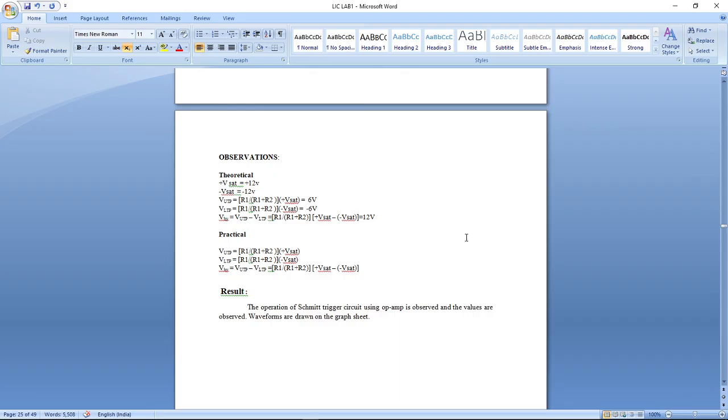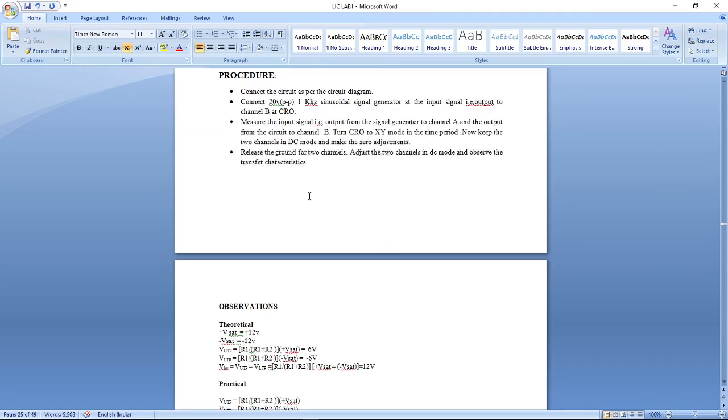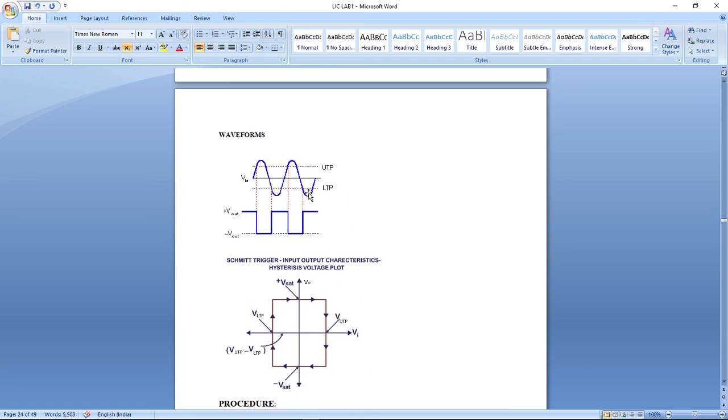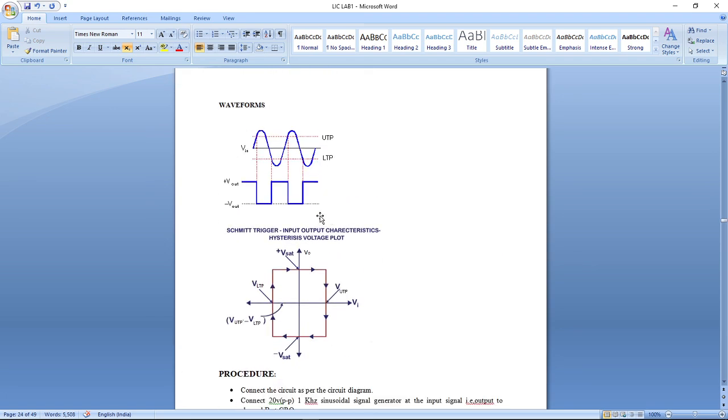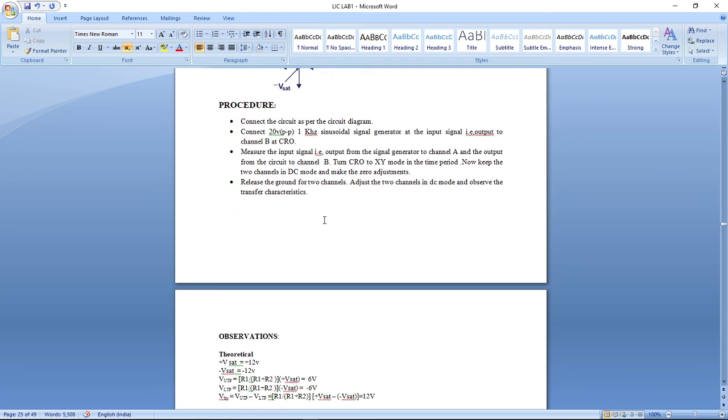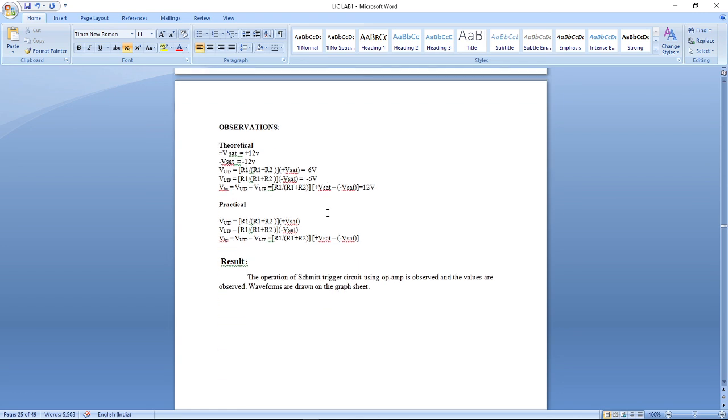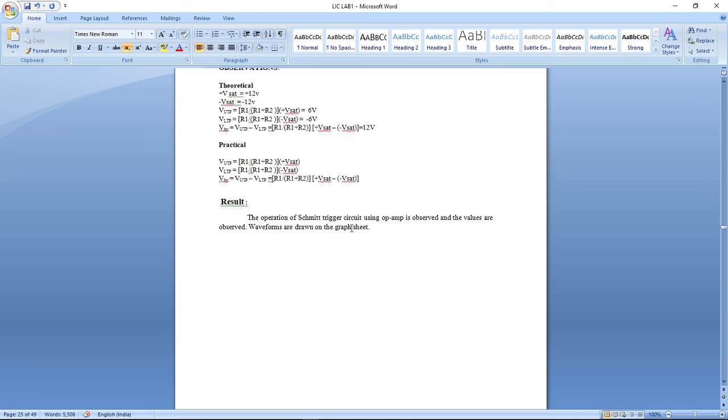Let us see the observation again. Hence we can find the hysteresis voltages and plus VSAT, minus VSAT, UTP and LTP of a Schmitt trigger, that means upper threshold point and lower threshold point. Hence, the result: the operation of the Schmitt trigger circuit using op-amp is observed in Multisim software, and the values are observed. The values which are plus VSAT, minus VSAT, upper threshold point and lower threshold point with respect to that hysteresis voltage. Waveforms are drawn on graph sheet.